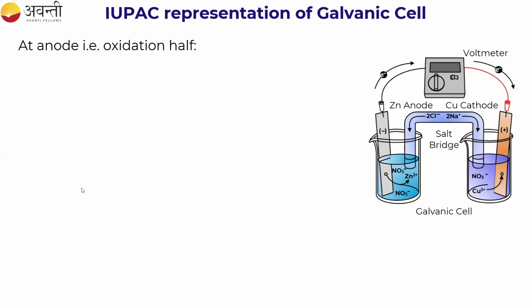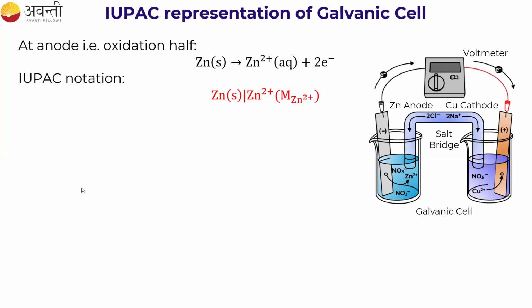At the anode, the oxidation half reaction occurs. Who is getting oxidized here? The electrons are moving from the zinc electrode, so zinc is losing its two electrons and getting oxidized to zinc 2 plus. The IUPAC notation for this reaction is this: we have a vertical line which separates the zinc metal and the zinc 2 plus ion.